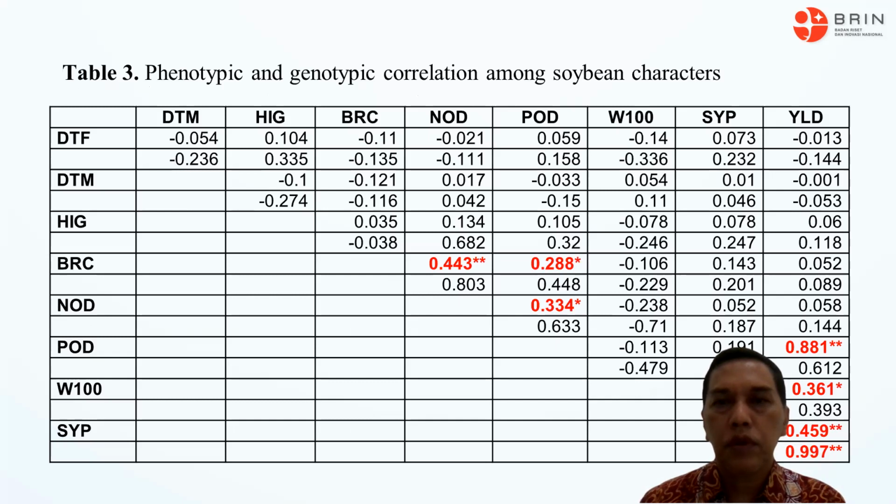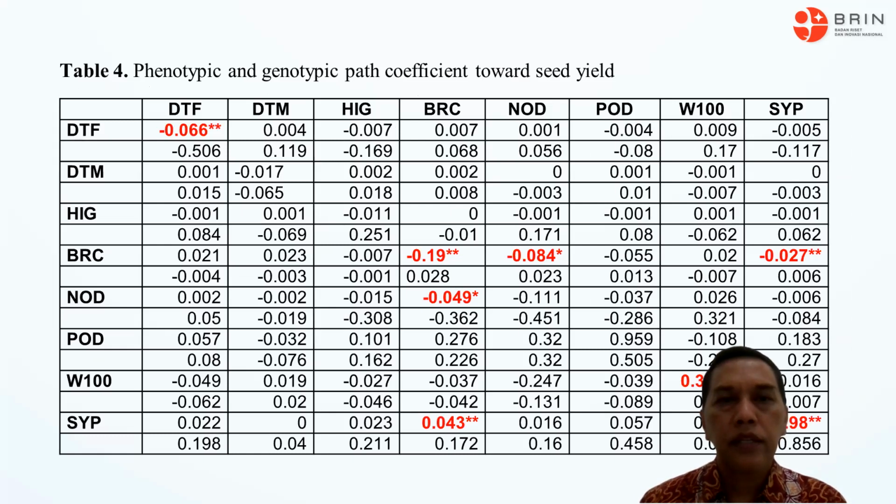For phenotypic and genotypic correlation among soybean characters, we got correlation with seed yield for number of pods, 100 seed weight, and seed yield per plant. For phenotypic and genetic path coefficient towards seed yield, we got direct effect on days to flowering, branches, 100 seed weight, and seed yield per plant. And for the indirect effect, we got it from node and seed yield per plant.